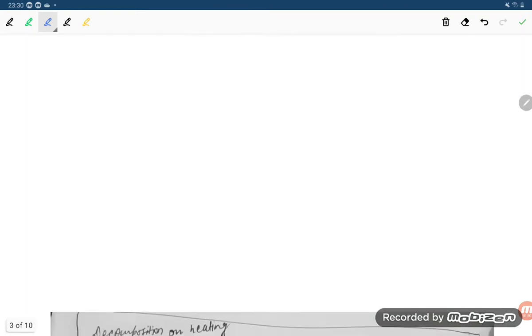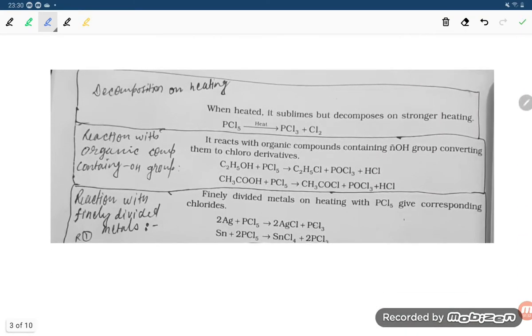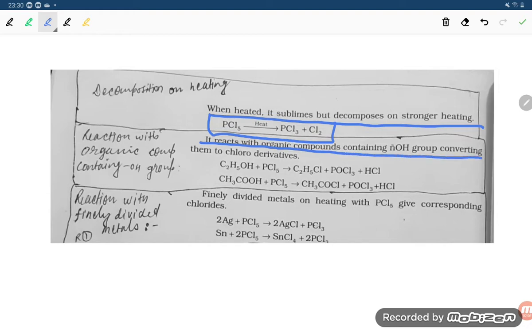Now, the next one. It decomposes on heating. When heated it sublimes, and on stronger heating PCl5 gives PCl3 and Cl2. It reacts with organic compounds containing an OH group, converting them to chloro derivatives. Like ethanol reacting with PCl5 gives chloroethane and POCl3. Similarly, acetic acid plus PCl5 gives the acid chloride CH3COCl, POCl3 and HCl.